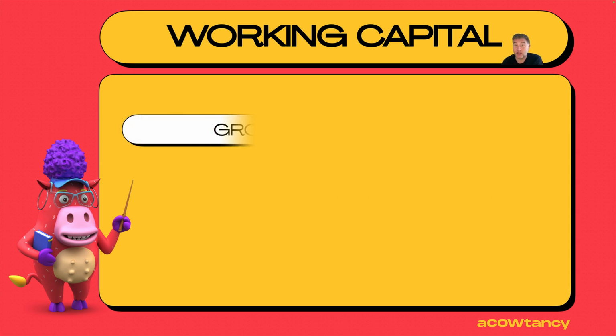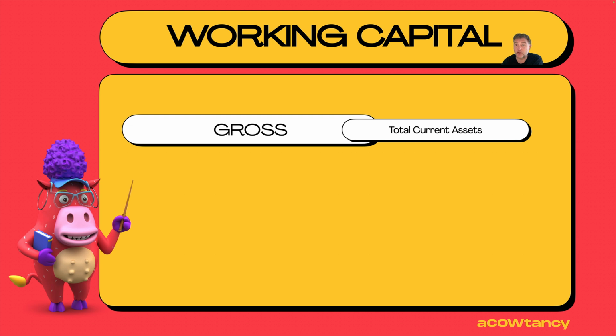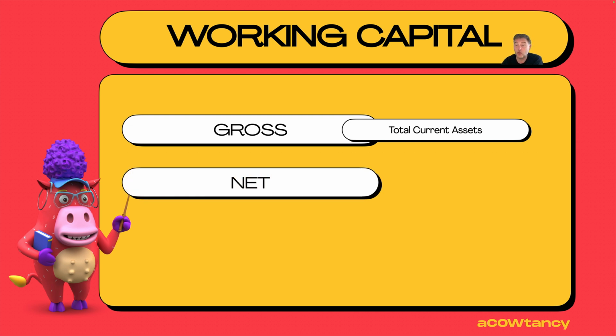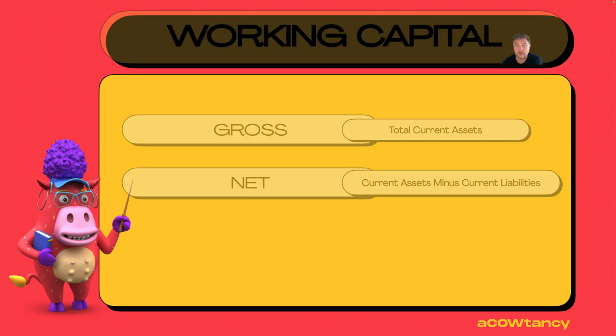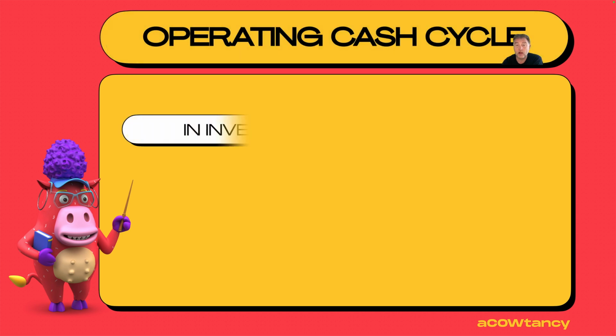All ready for a bit of working capital then? You sometimes hear this, gross working capital, which is your total current assets. And then the one we're really talking about here is net working capital, which would be your current assets minus your current liabilities. Okay, so nice and straightforward. Your operating cash cycle, sometimes called your working cash cycle, sometimes called your cash conversion cycle.